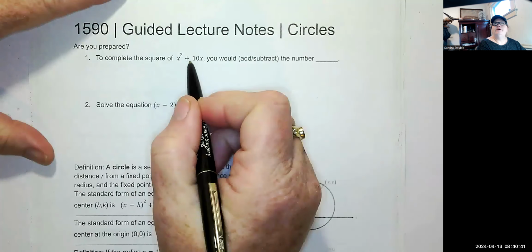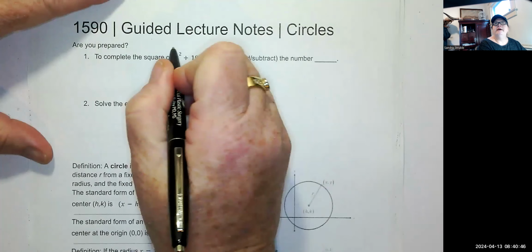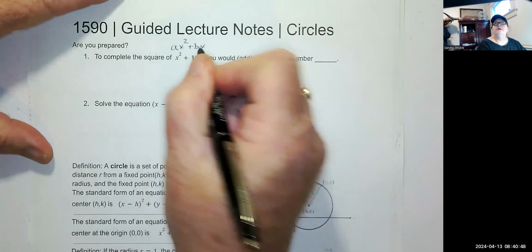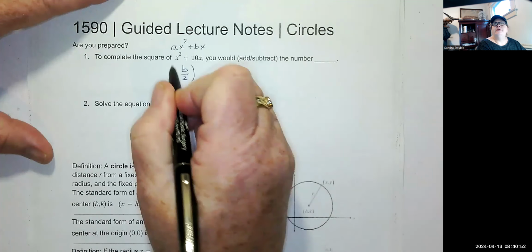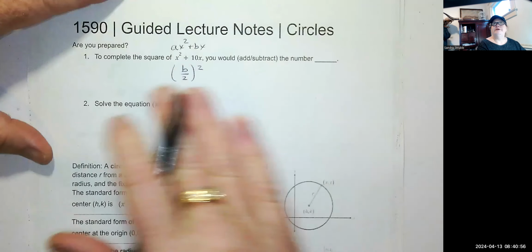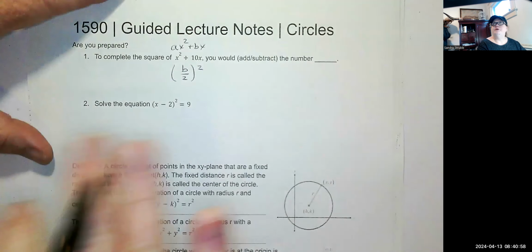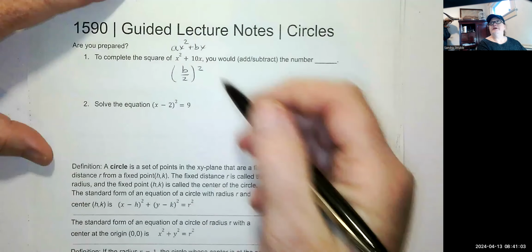To complete the square, you have to take the b term, because remember this is in ax squared plus bx format. You take your b, divide it by 2, and square it. And this is every time we're completing the square. This is not special for this case only. It's every time. This is your formula if you want to think of it that way.